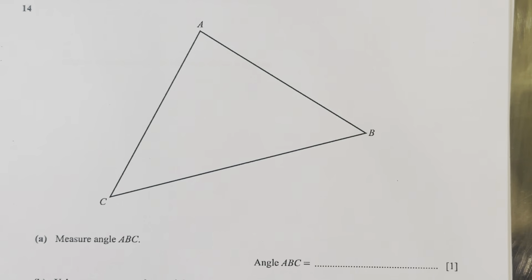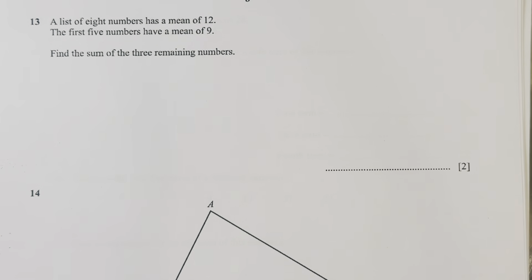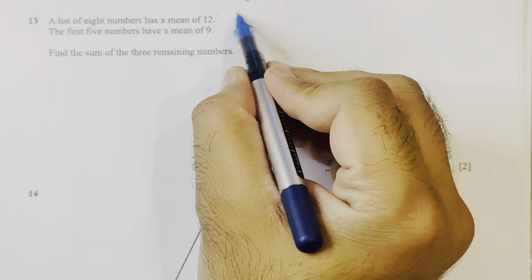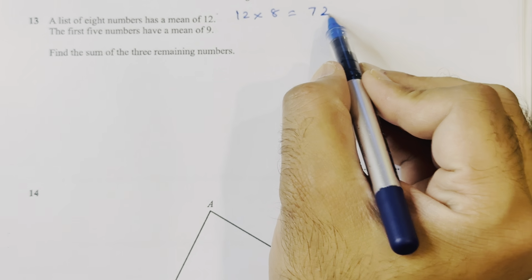This is a question from statistics, mean portion. A list of 8 numbers has a mean of 12. Okay, so the sum of 8 numbers would be 12 multiplied by 8. The answer would be 72.